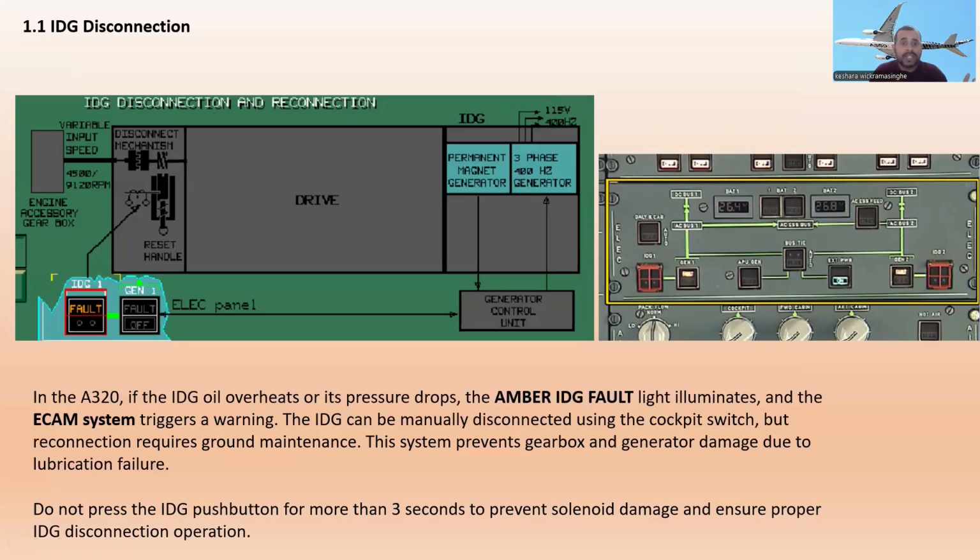The IDG can be manually disconnected using the cockpit switch. Here is the cockpit switch. We can disconnect the IDG manually in the cockpit, but for reconnection we need ground maintenance. These systems prevent gearbox and generator damage due to lubrication failure.